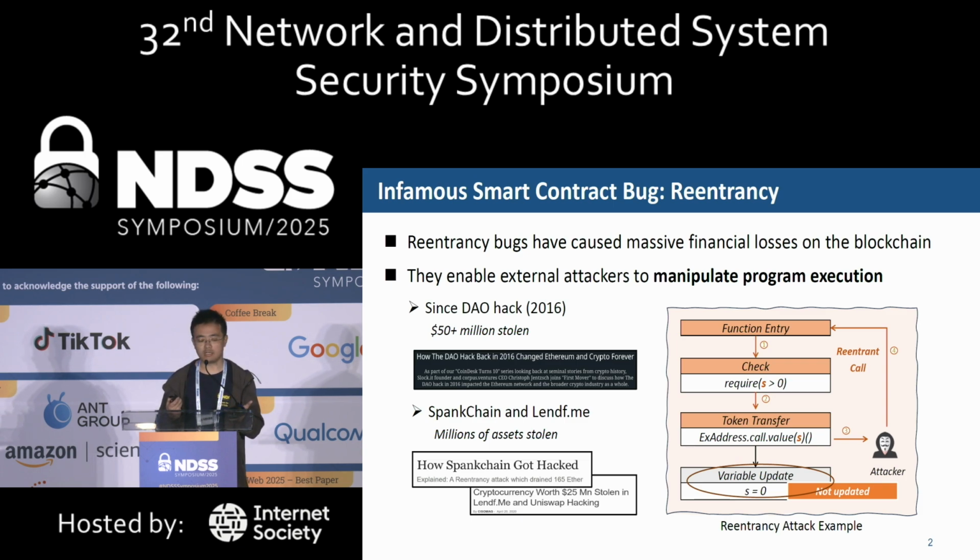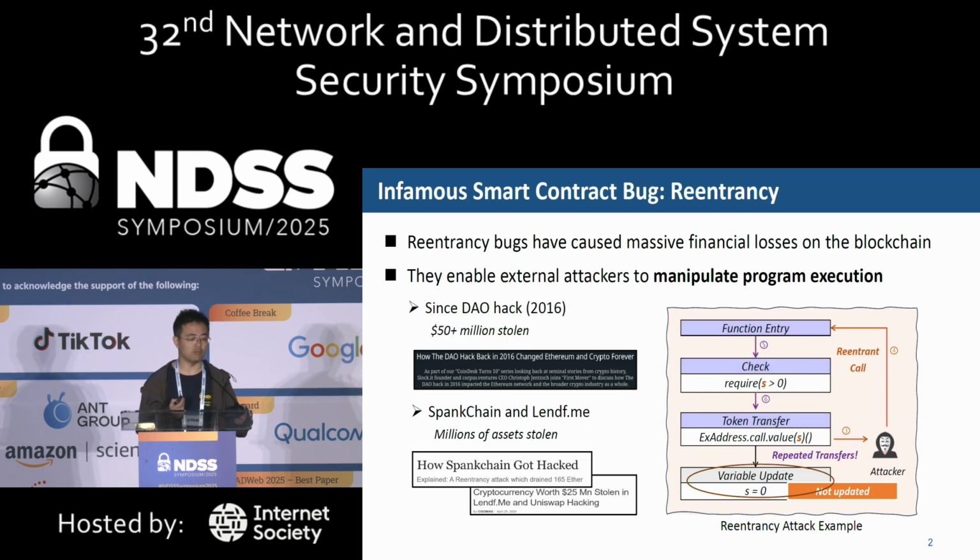The attacker keeps repeating this process over and over again until he or she drains a huge amount of money from the smart contract. That's basically how reentrancy attacks work.